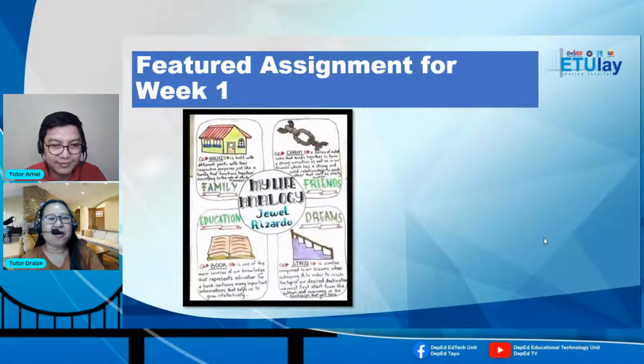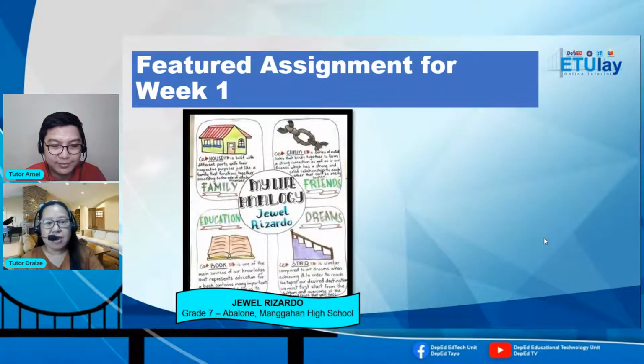The first one, for our traditionally made, was submitted by Jewel Rizardo from grade 7 Abalone of Mangahan High School. Congratulations, Jewel!